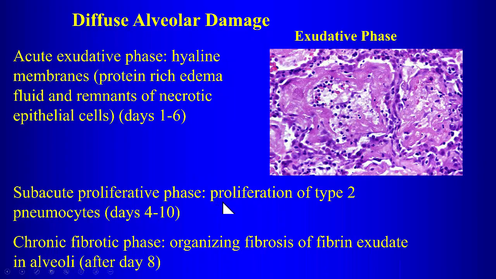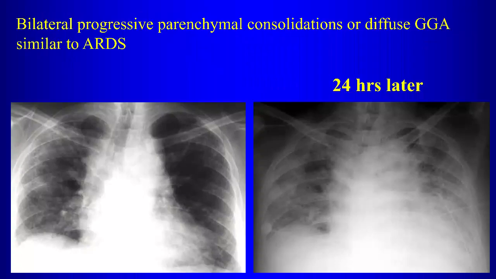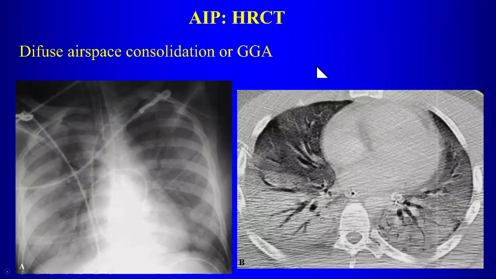So we have the subacute proliferative phase, then the chronic fibrotic phase, and in the fibrotic phase you can see fibrosis filling up the periphery of the alveolar air spaces, and you can imagine how that's going to impair oxygenation. That is the pathology of diffuse alveolar damage, which is what we see with ARDS. So we'll have progressively worsening consolidations, as you can see in this example, and the patient goes into respiratory failure. And what is a hallmark of ARDS on the CT scan?